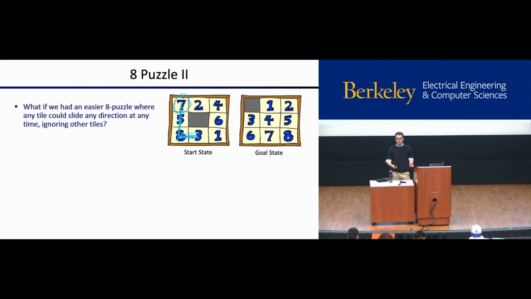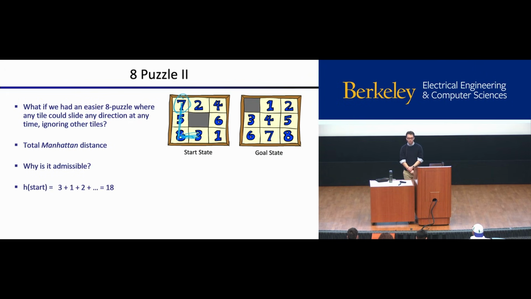But this is a different problem. This is like a different relaxed problem. This is a different heuristic. So the total Manhattan distance, why is this admissible? Because it's going to take us at least 3 steps to move 7 there if we didn't have to worry about these tiles being in the way. But of course the tiles are in the way, so it's going to be definitely at least that distance.